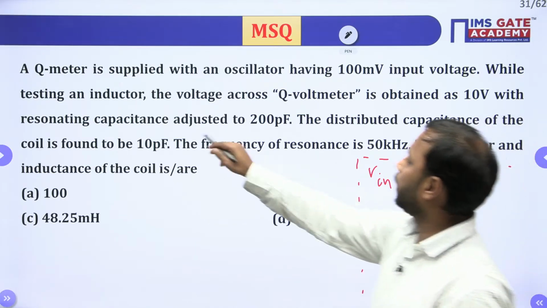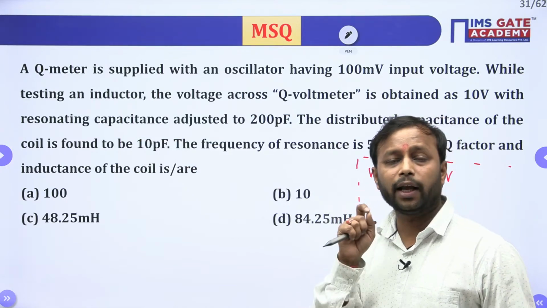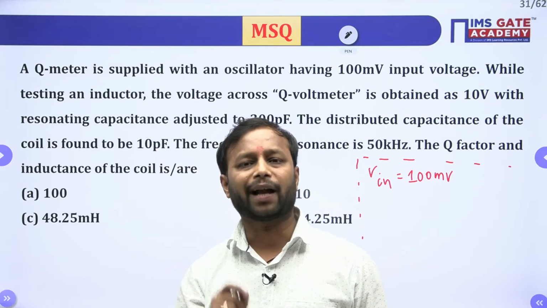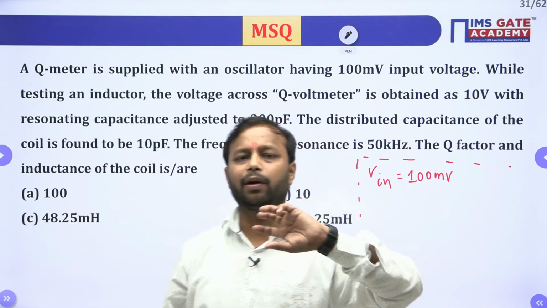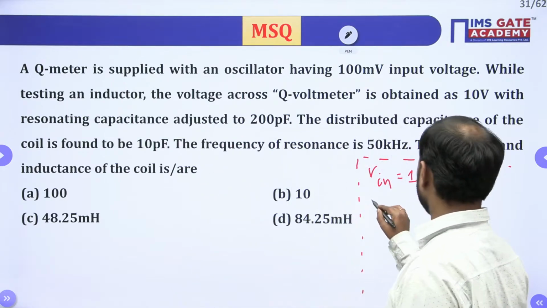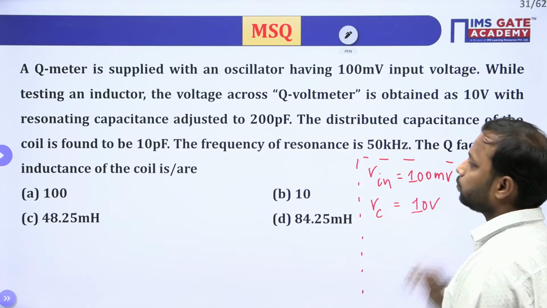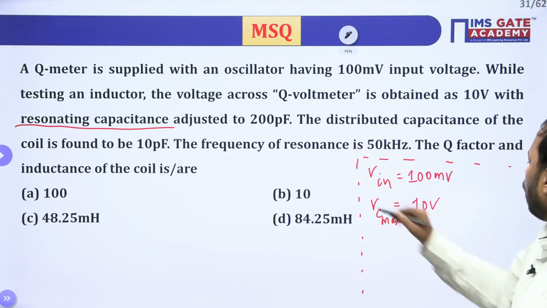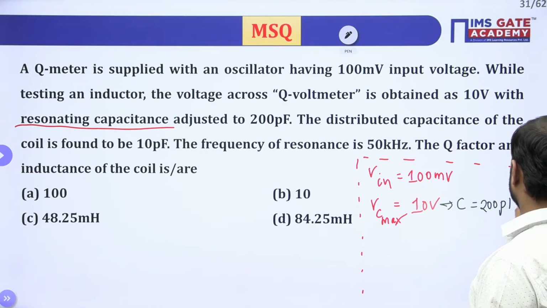Done. While testing an inductor, the voltage across the Q voltmeter is obtained as 10 volt, which is obtained at resonating capacitance. Resonating condition means the voltage across the capacitor will be maximum at that time. Means in the resonating period, the impedance will be minimum. This means that the current will be high and the capacitor voltage I into X will be maximum. So this VC will be equal to 10 volt. Basically, let me write Vmax because it is mentioned this is resonating capacitance, and this occurred for the capacitor value C of 200 picofarad.